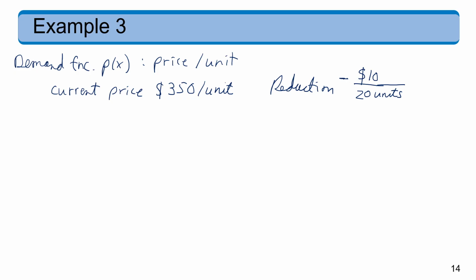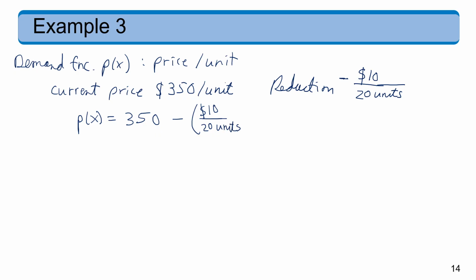But this depends on how many units they produce, right? So the actual reduction in price will depend on the number of units, right? If they produce 20 units, the price would go down by $10. If they produce 40 units, the price would go down by $20, and so on. So let's start thinking about this. Our price that they're actually going to charge will be the current price minus the reduction.